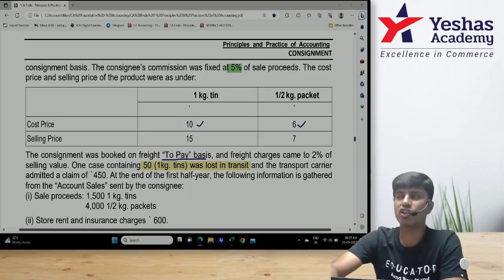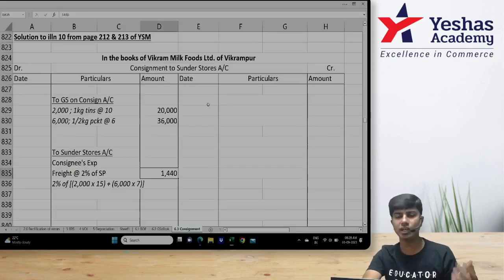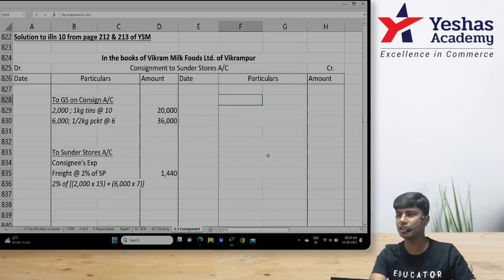But what is the cost of those 50 kg tins? 51 kg tins which are lost. 50 into 10, 500. We paid 450. There is a loss on goods lost. Sorry, loss. Cost. But I have to do that on the credit side. Shall I write here credit side? Stock is going out. Right.